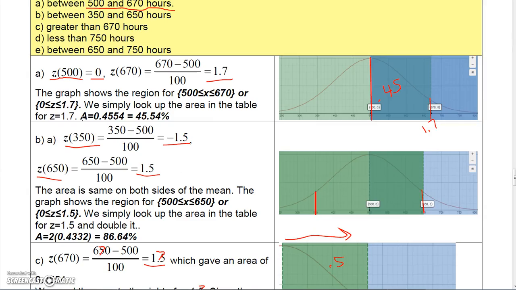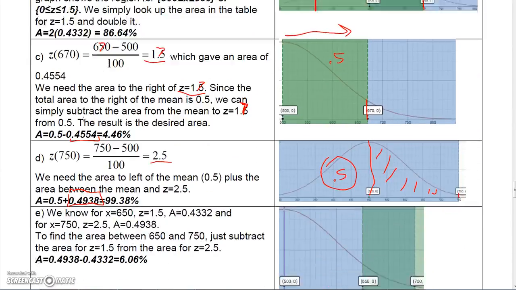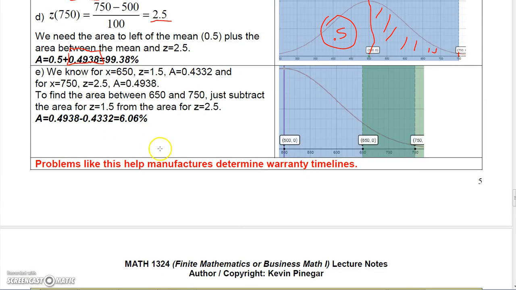And then the last one there says between 650 and 750. So to find the area, here's 650 and here's 750. What I can do is find the area between the mean and 750, and then subtract the area between the mean and 650, and what I will have left is the area between 650 and 750, which is that darker green area there.